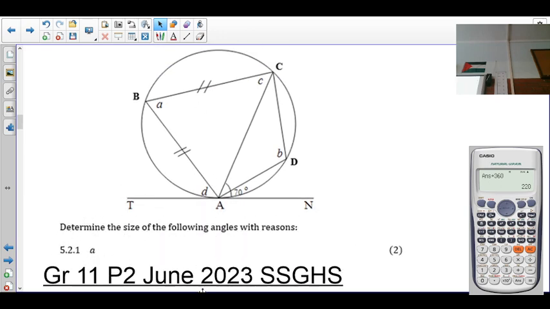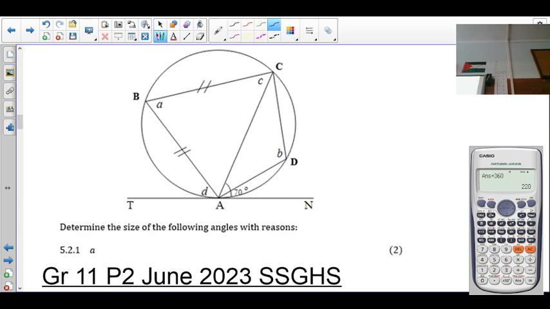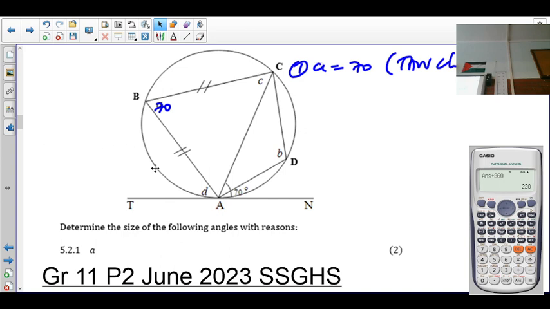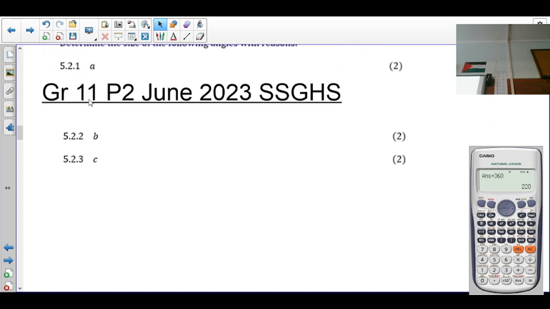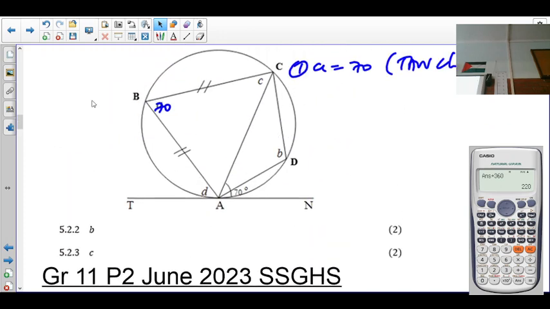First things first. Determine the size of the following angles with the reason. Angle A is going to be 70. Why is angle A 70 degrees? Tan chord theorem. Okay, that's number one. That's easy, no? Let's go to the next question. Right. Number two. B.